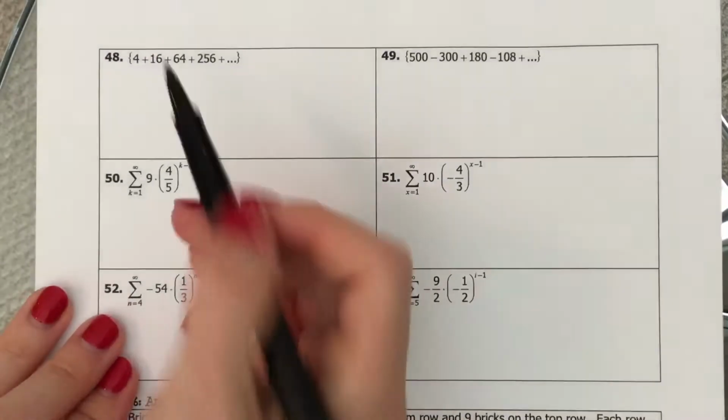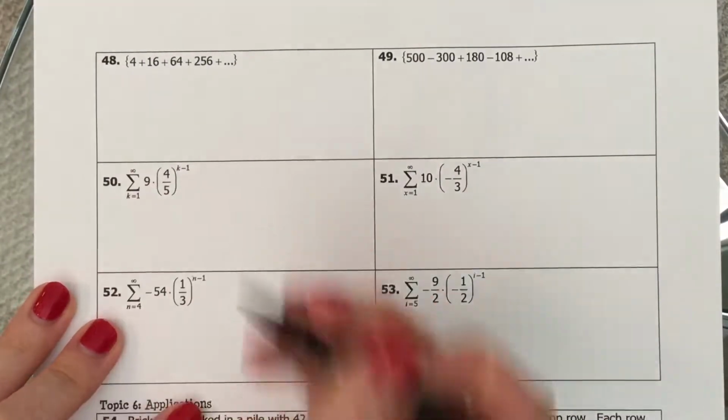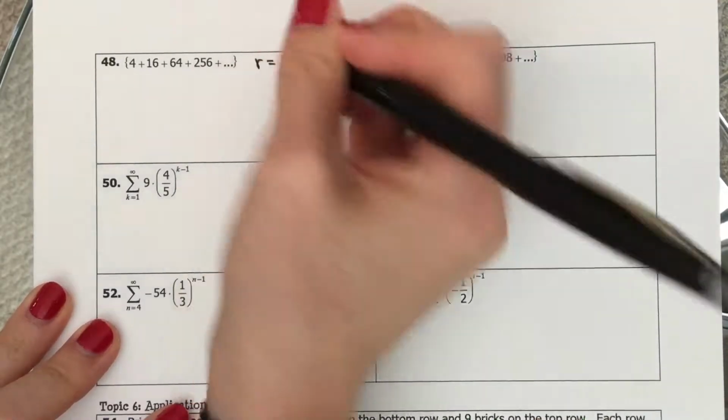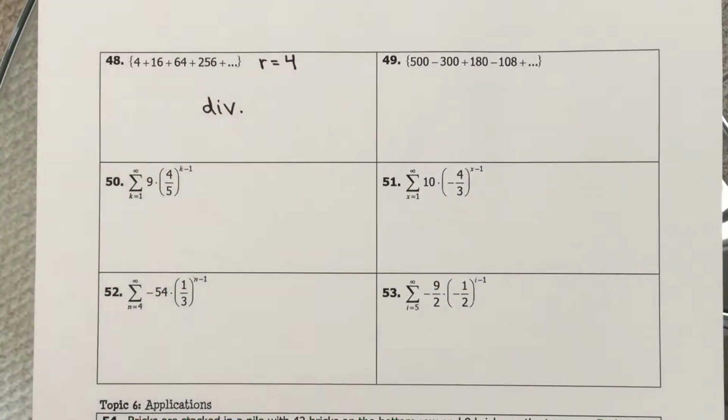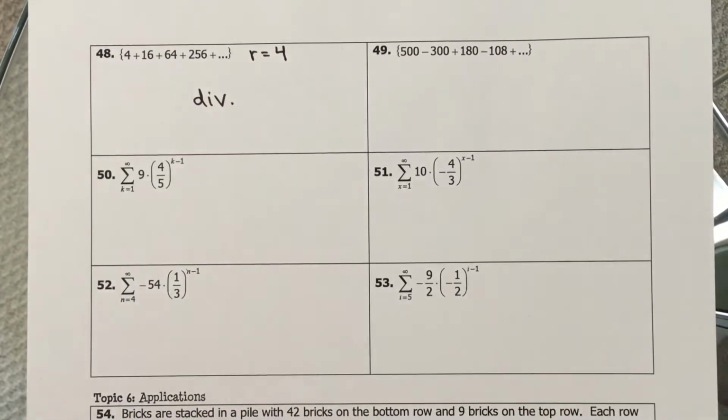So this first one, 16 divided by 4, 64 divided by 16. The ratio ends up being 4, which is a bigger value than 1. So that means that it diverges, and you can't actually find the sum if it diverges, because there is none. It just keeps going towards infinity.